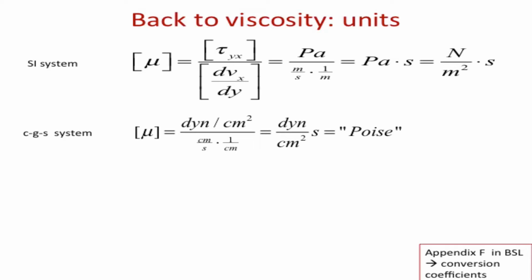So can you calculate the conversion between the SI system and the CGS system? 1 poise is how many pascal seconds, or 1 centipoise is how many pascal seconds? For that, you of course have to know the conversion between dyne and Newton. And since you probably have your devices with you, you can find that out. Or the book. And there's a hint down here.